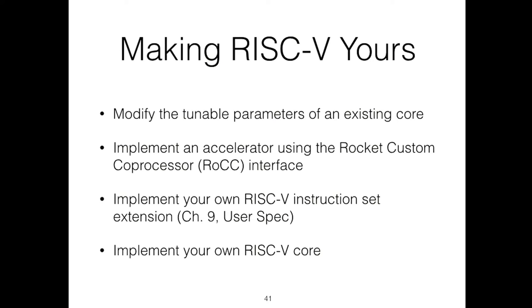So in terms of customizing RISC-V, there's a lot of things you can do. This is sort of an order of difficulty. There are all these tunable parameters that you can easily change. If you want to build an accelerator, you can do that. There's this Rocket custom coprocessor interface that allows you to have an accelerator. You can also implement your own RISC-V instruction set extension, and if it's interesting, you could even send it up for standardization. If you look at chapter 9 of the spec, it'll tell you how to do that. And if you have a lot of time on your hands, you can implement your own RISC-V core. There's a lot of GitHub repos that you can look at for inspiration for that.